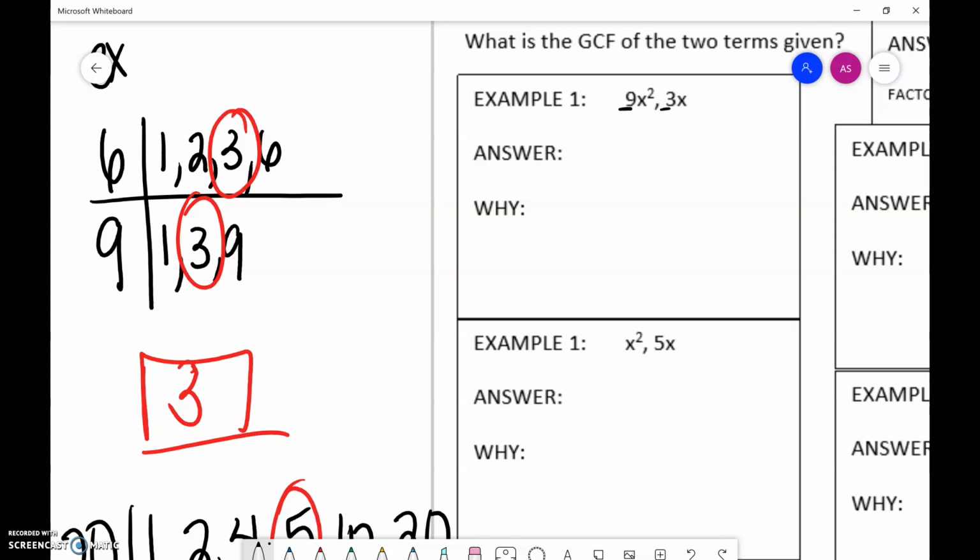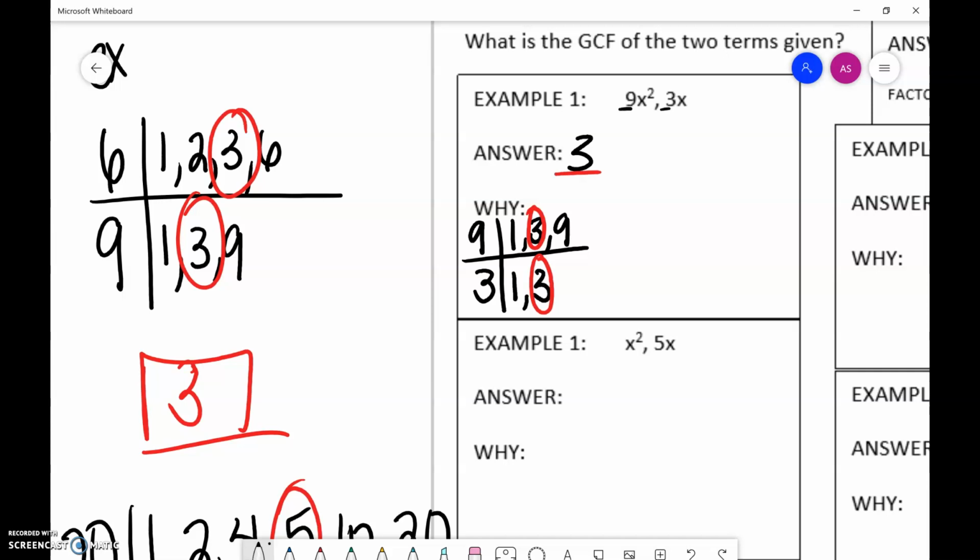So when I look at 3 and 9, my greatest common factor out of 9 and 3 is going to be 3. So if I was to actually list this out, just like we just did, my factors of 9 are 1, 3, and 9. And my factors of 3 are 1 and 3. As we see, 3 is in common, so that's how we got our 3.